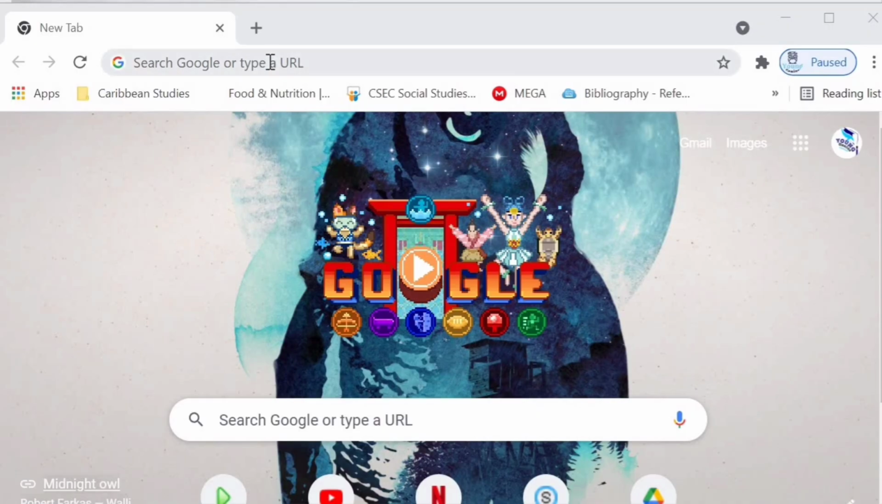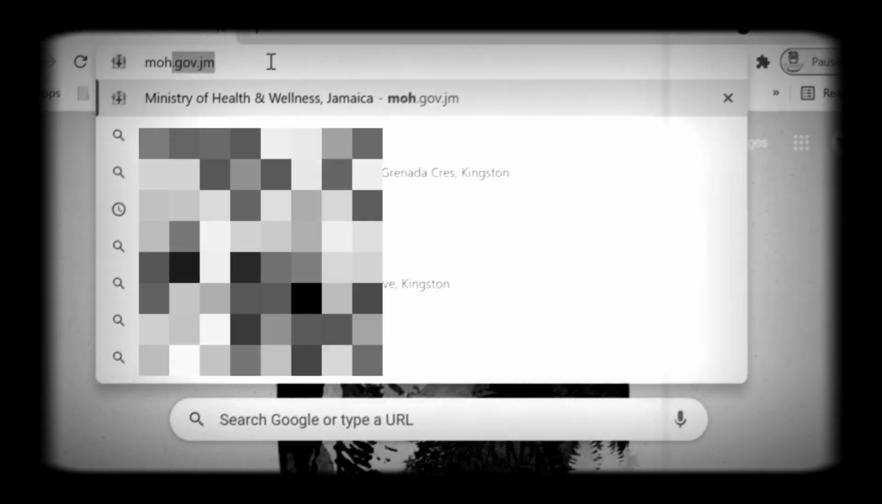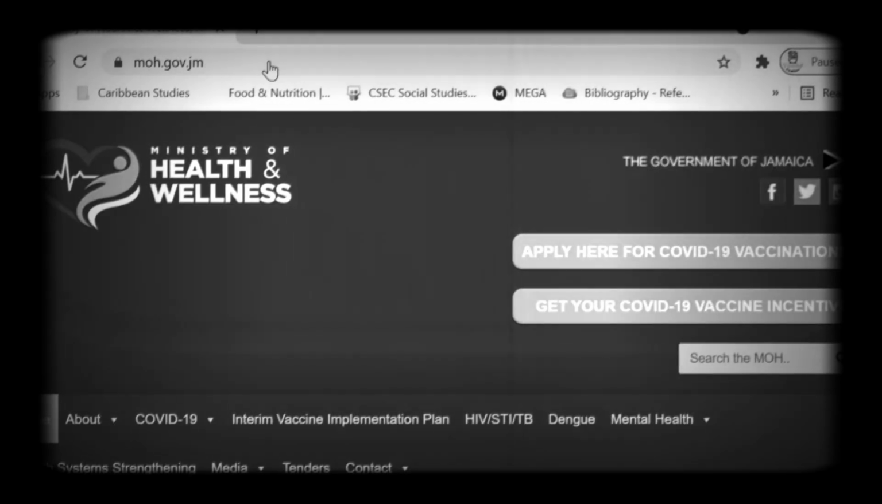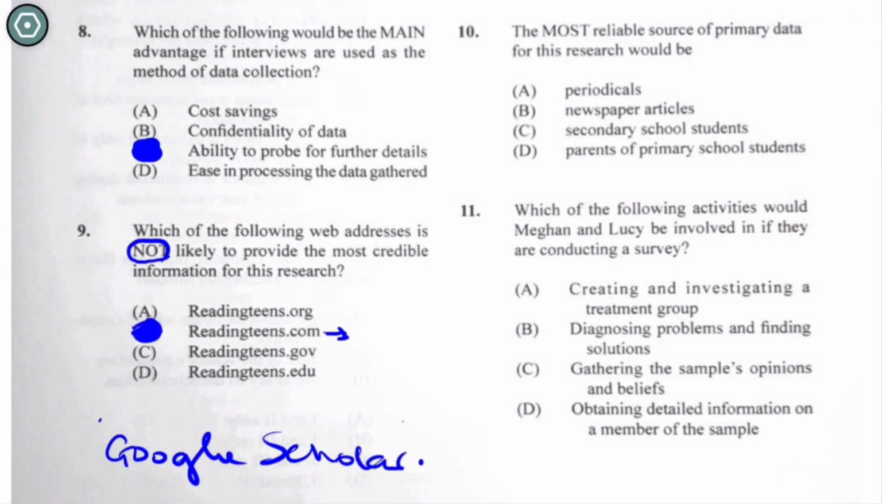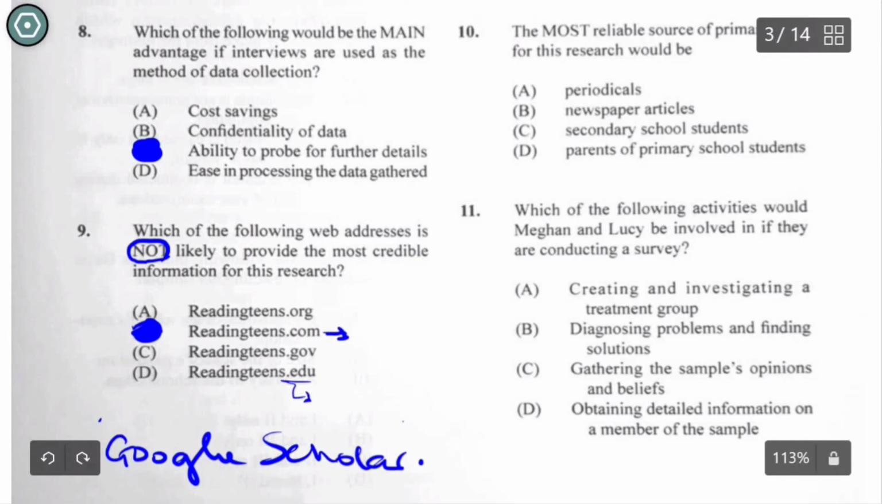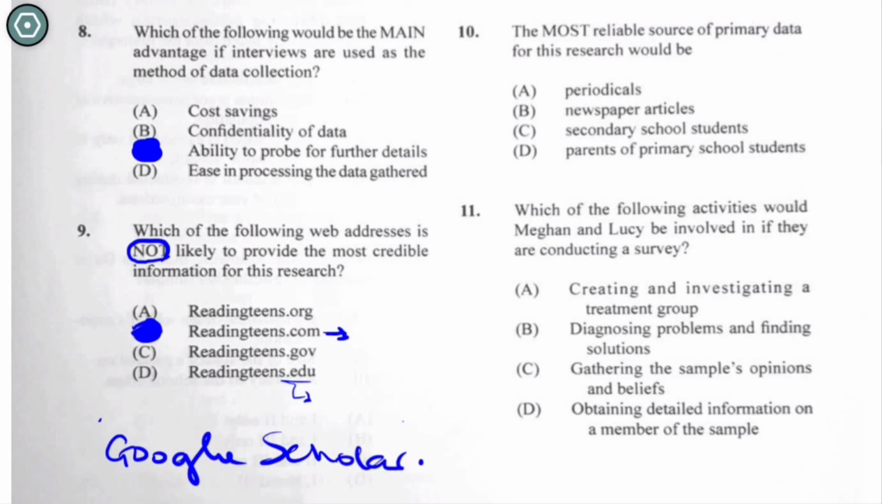We have moh.gov.jm, right? And here we go. This is the Ministry of Health and Wellness for Jamaica. So yeah, you can see that it has .gov and .jm is for the country, right? So that's that. And .edu, whatever you want to say, that's for websites owned by educational institutions, mostly US colleges I would see with it.